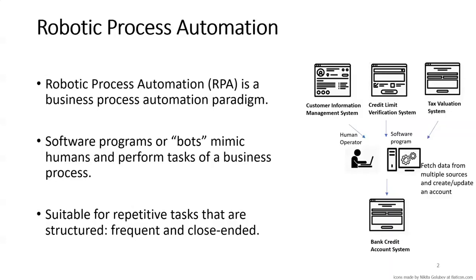On the right side, we have an example of a human operator, a data entry operator, taking information from different systems like a customer information management system, a credit limit verification system, and a tax valuation system, to create a new credit account for a customer in a bank system. Now, these are close-ended tasks, and they could be done by a software system or a software program or a robot.